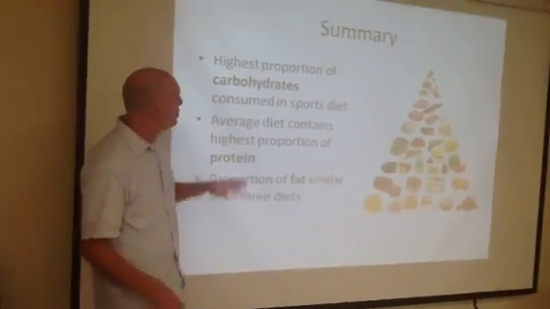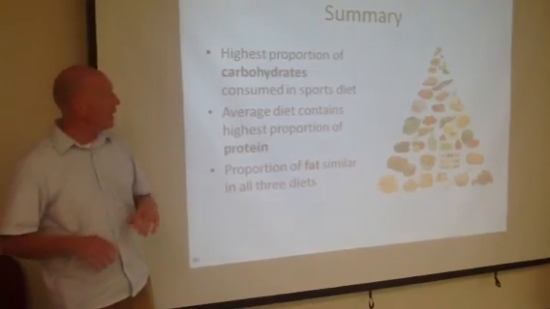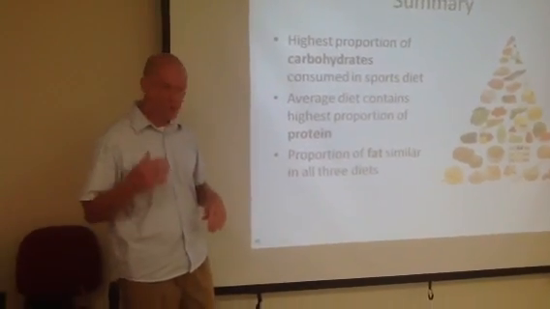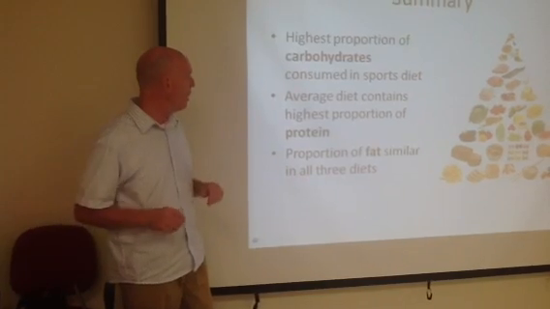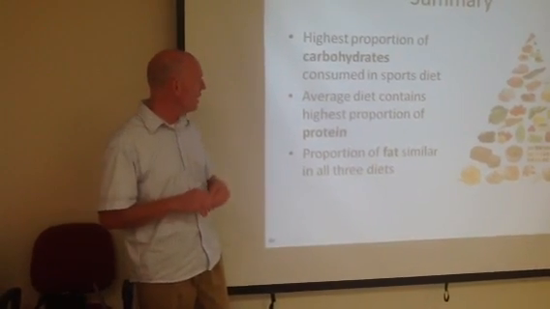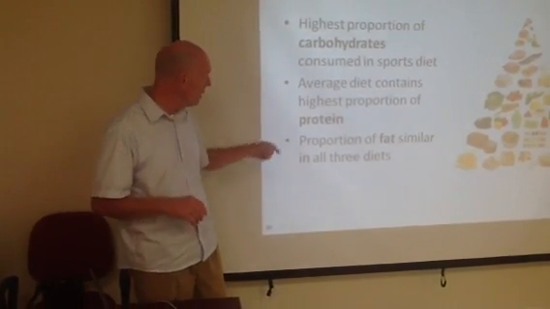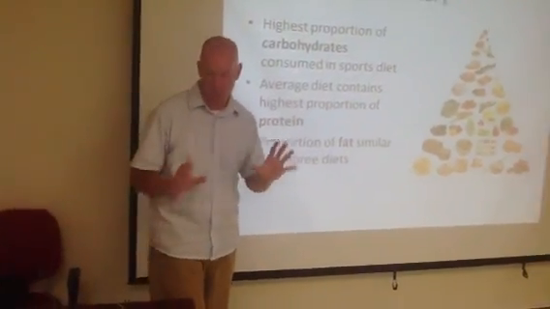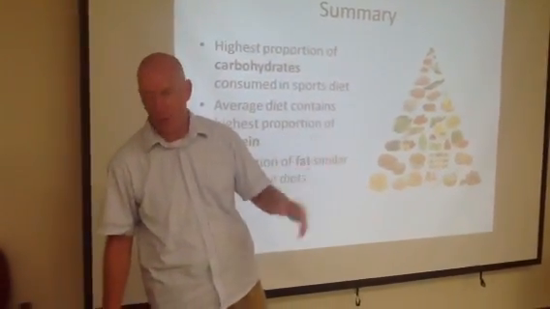So let's quickly summarize these three different diets and their compounds. The highest proportion of carbohydrates are consumed in the sports diet. You can see that from the pie charts. The average diet contains the highest proportion of protein, and then the proportion of fat is similar in all three of those diets, with 20, 20, and 15.